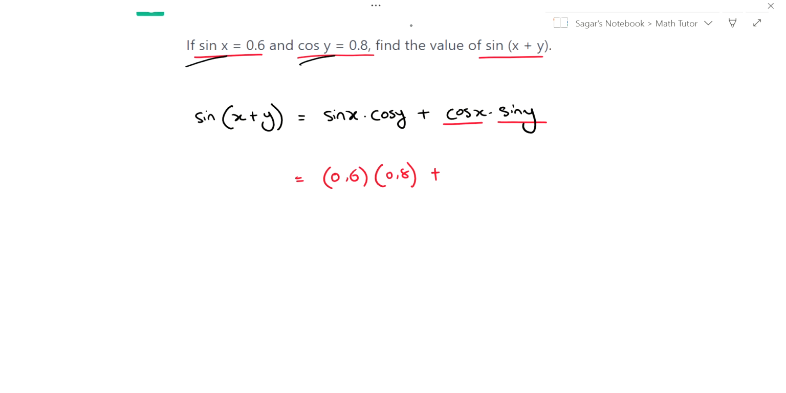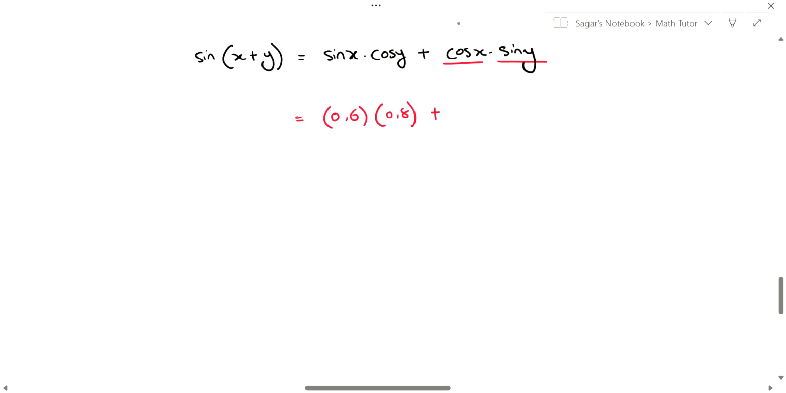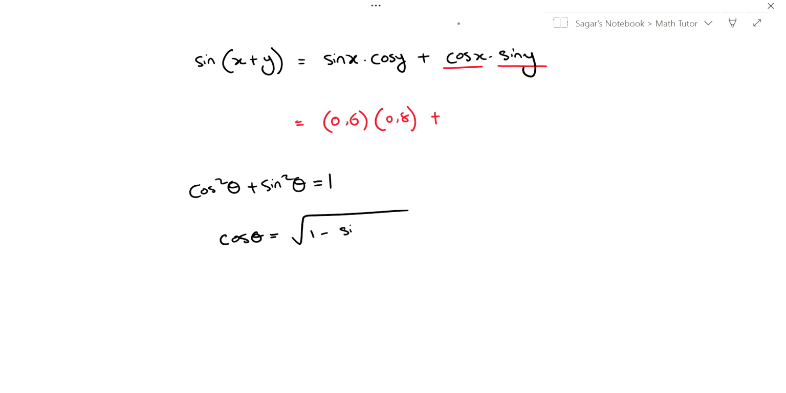We can do this using the following identity. Cos squared theta plus sin squared theta is equal to 1. We make cos theta subject of the formula, so that's the root of 1 minus sin squared theta. Then we do the same for sin theta, which is the root of 1 minus cos squared theta.